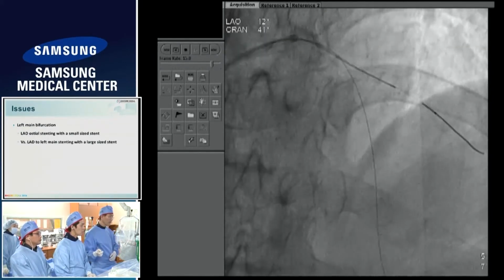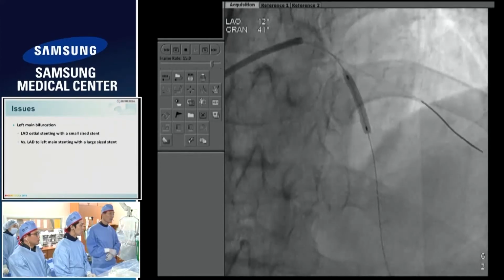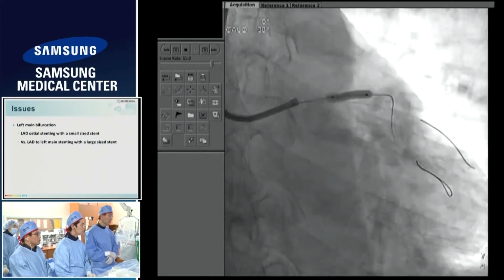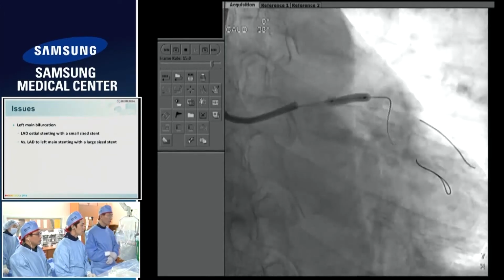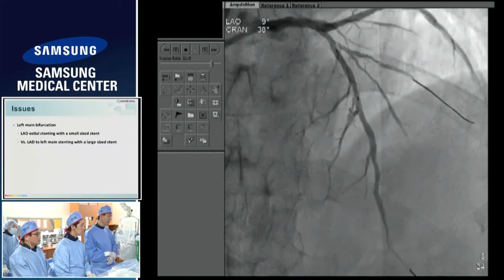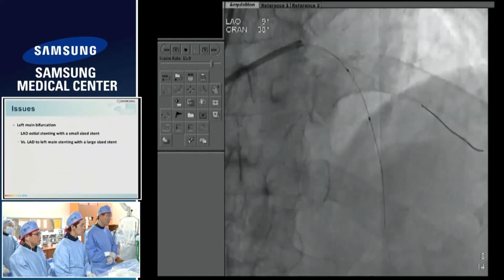So I pre-dilated the LAD with a 3.0, 20 millimeter balloon, 14 atmosphere. Almost a full size pre-dilatation. Next. So you can see some compromise over filling defect at the ostium side branch.